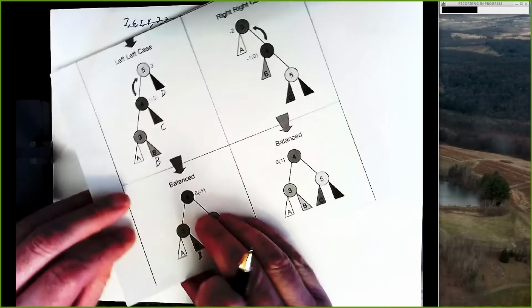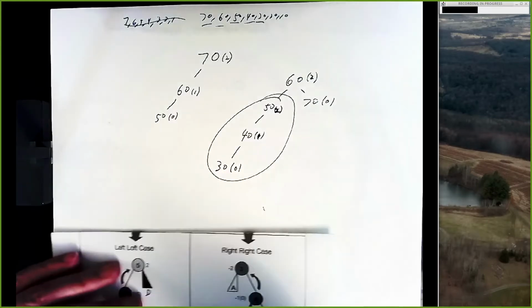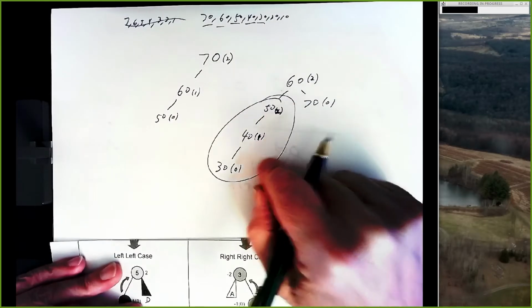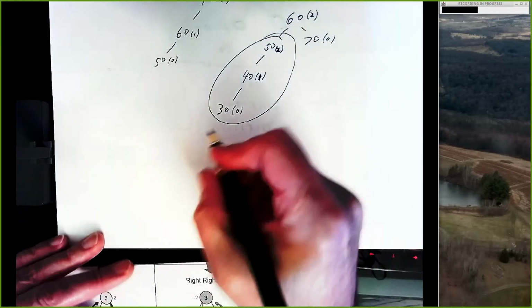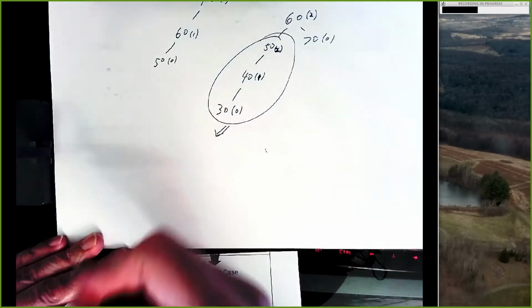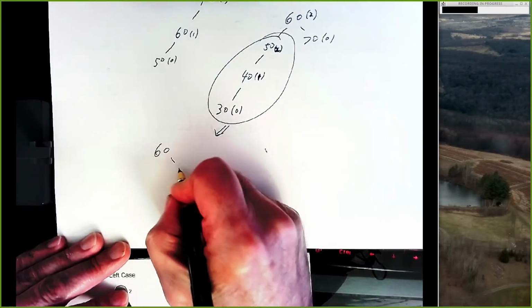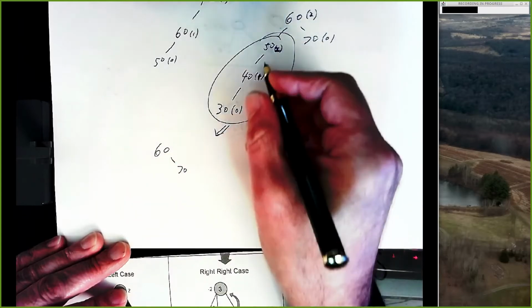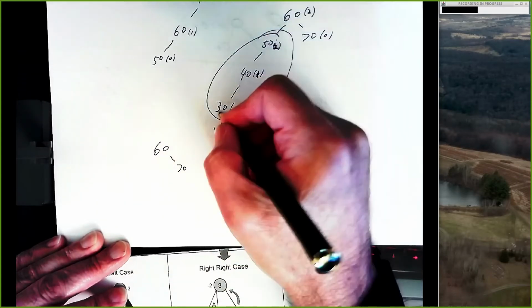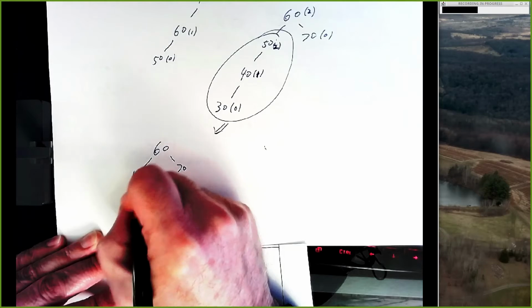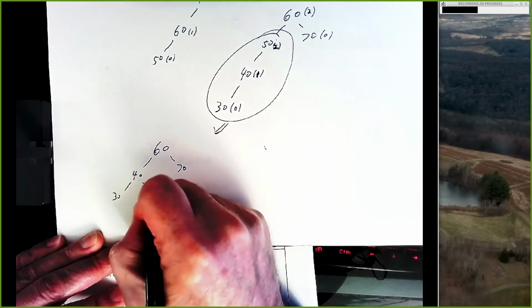And again, it's a left-left case, 2 and 1, so I'm going to bring the 40 up to the root, bring the 50 down. So this is going to rotate into the following tree. 60 will stay as the original root of the tree. There's a 70 on the right. But this 50, 40, 30 is going to change into a 40, 30, 50.